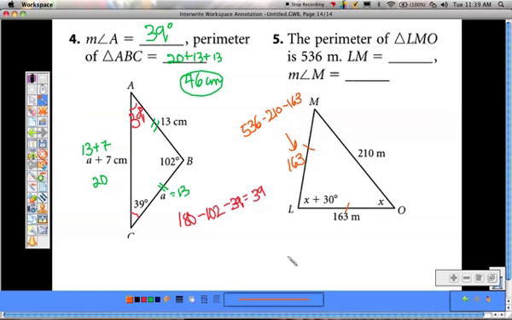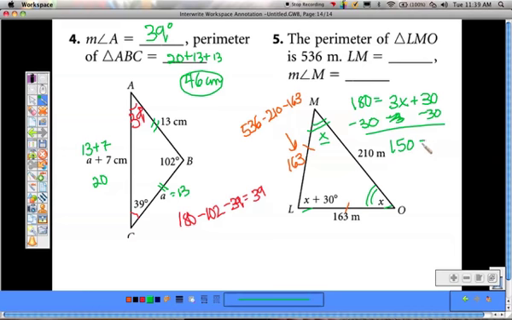So this is isosceles. It means this angle is the same as this angle. So I'm going to call this x. So to find the degrees, there's 180 degrees in a triangle. So we have 180 equals, count your x's. We have 3 x's plus 30. We're going to solve. So we're going to subtract 30 from each side first. We get 150 equals 3x. Divide by 3. So here x equals 50 degrees. So the measure of angle M is 50 degrees, and the side LM is 163 meters.